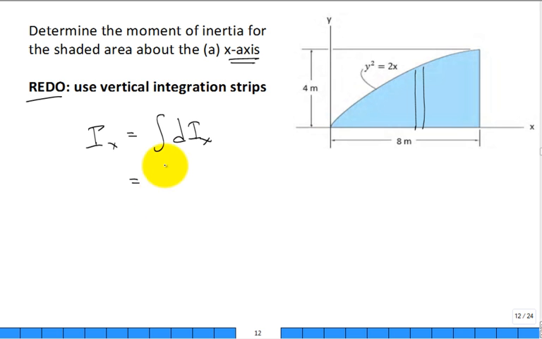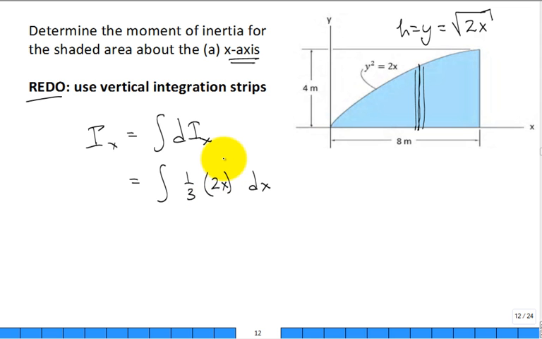And we just did that. What that little dIx is, it's 1/3 base dx times height cubed. But in this case, the height is what? It's a function of x. The height is y, which is equal to the square root of 2x. So it would be 2x to the 3/2, or the square root of 2x to the power 3.